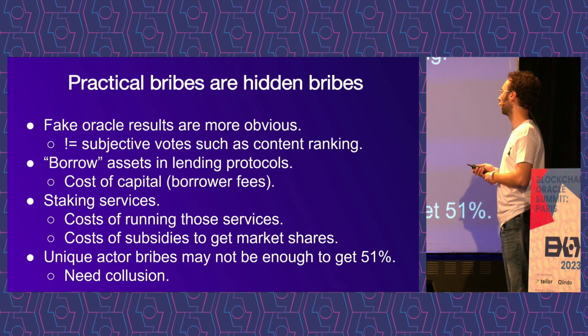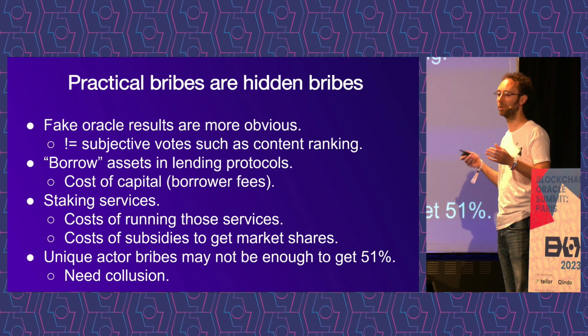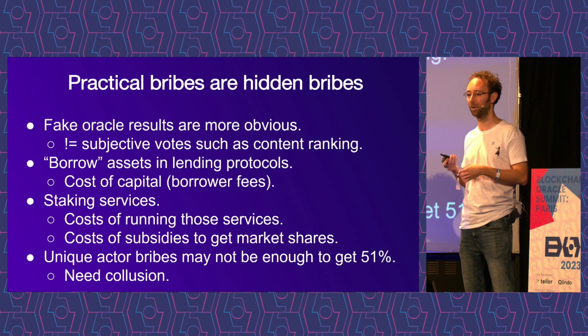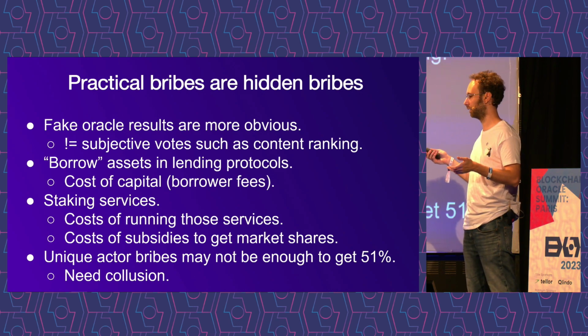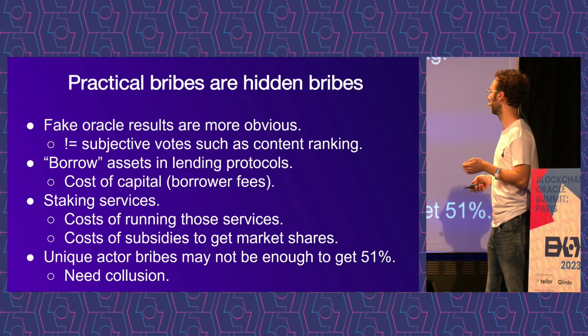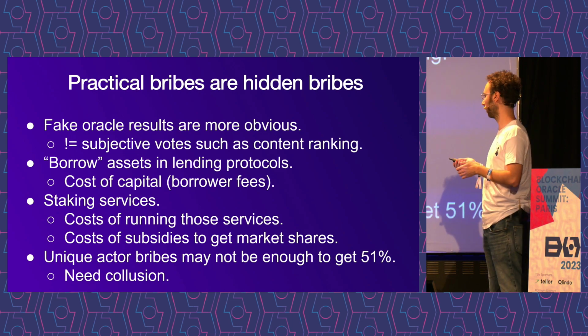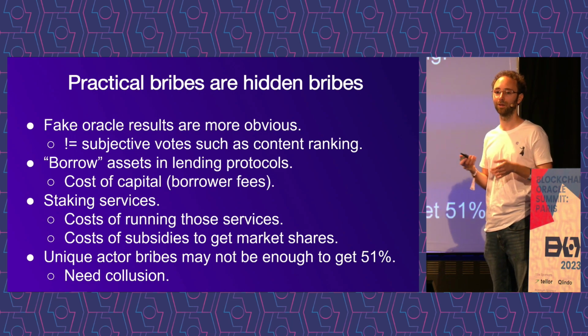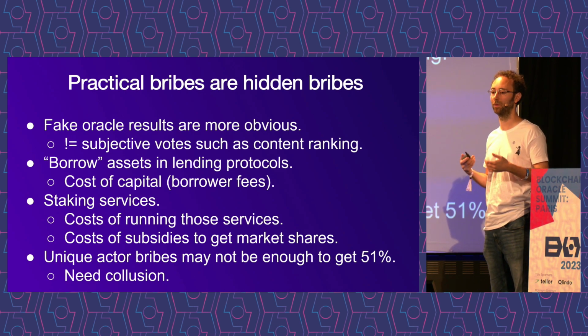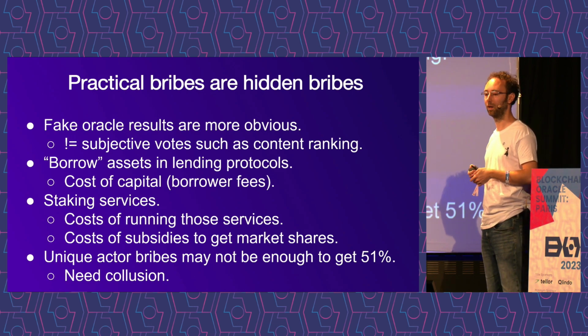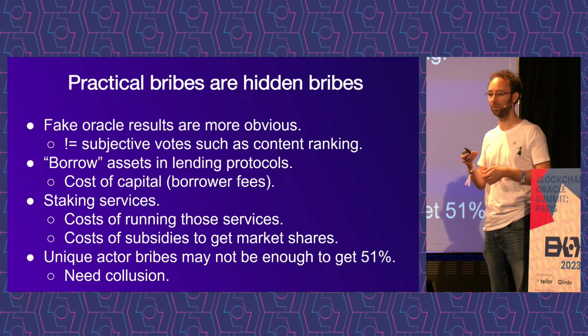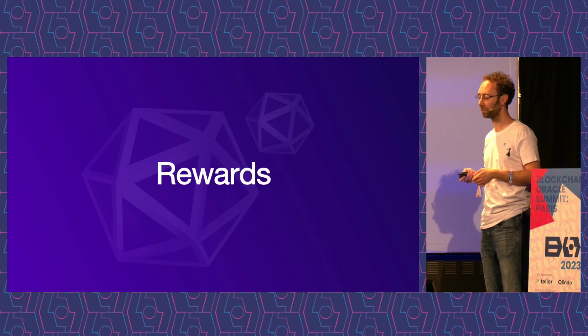In practice, you probably won't manage to have only one actor to make this attack. You probably need some collusion between different staking services and borrowing capital on the side to manage to get those attacks. And here, people may not ask as much for bribes because they don't even know that they are actually taking a bribe by lending and using staking services.